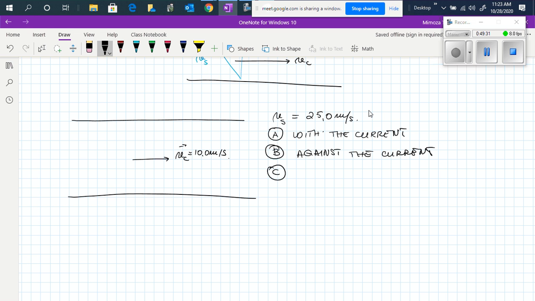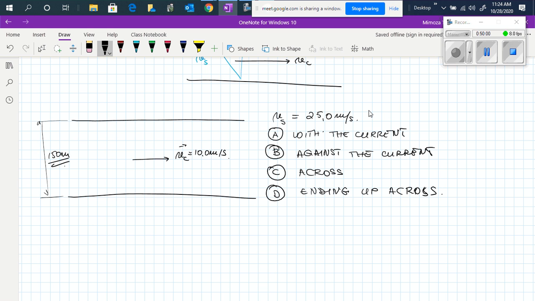C is across. And D is ending up across. And for simplicity, we are saying that the width of the river is 150 meters.